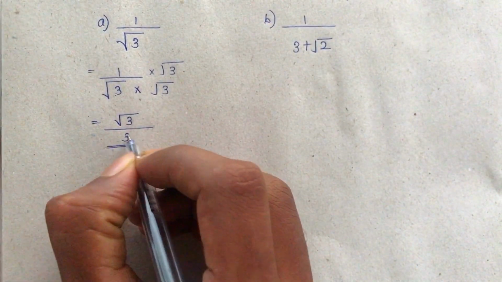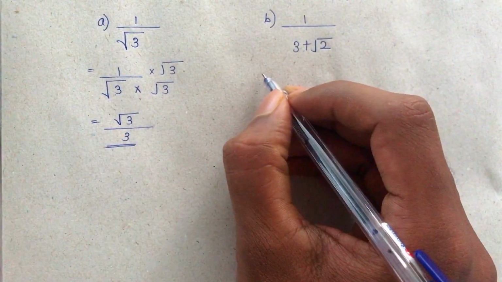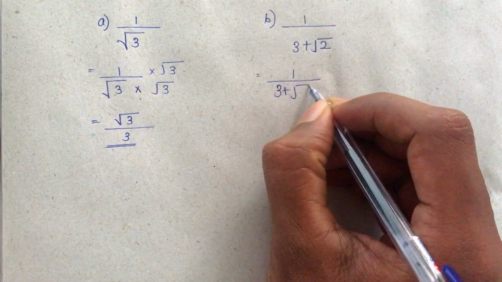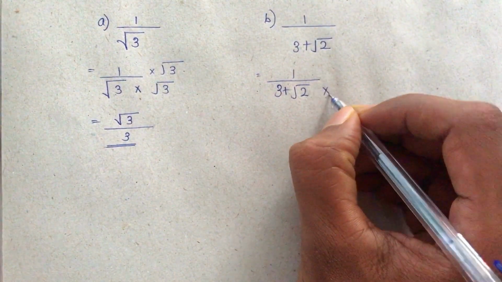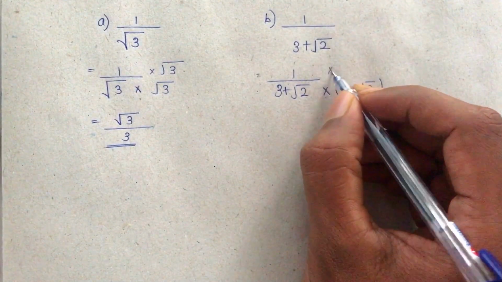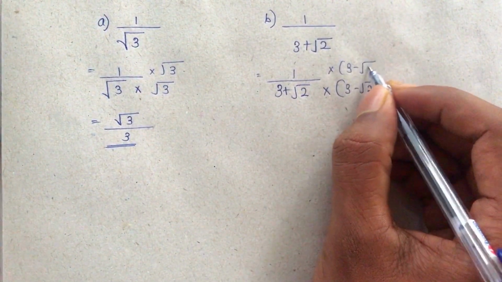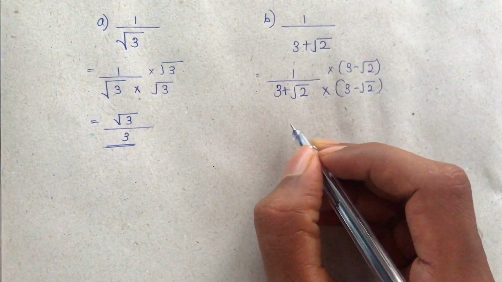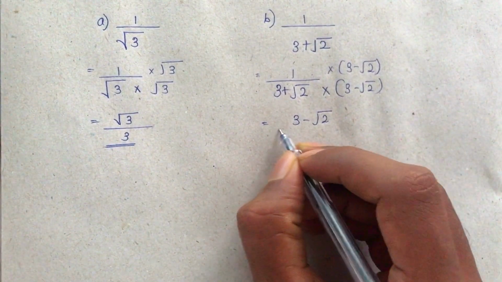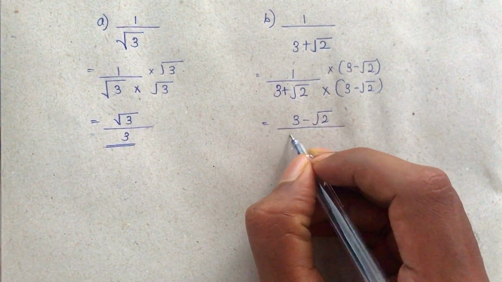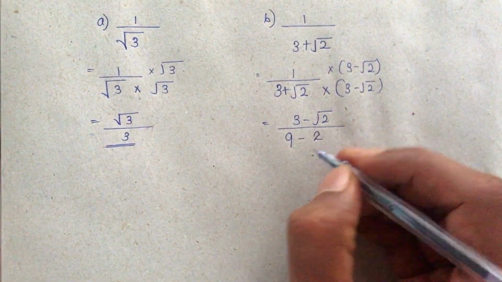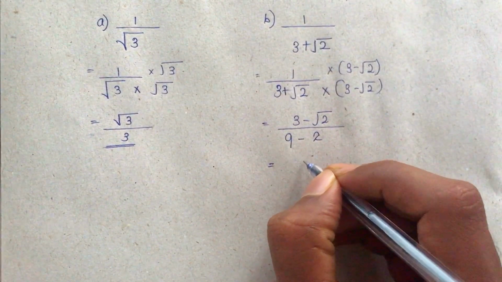The second case is 1 over 3 plus square root 2. Then you need to multiply by 3 minus square root 2, top and bottom. Then you will get the numerator as 3 minus square root 2, over 9 minus 2. It is 7, because 3 squared minus 2 is 7. The final answer is 3 minus square root 2 over 7.